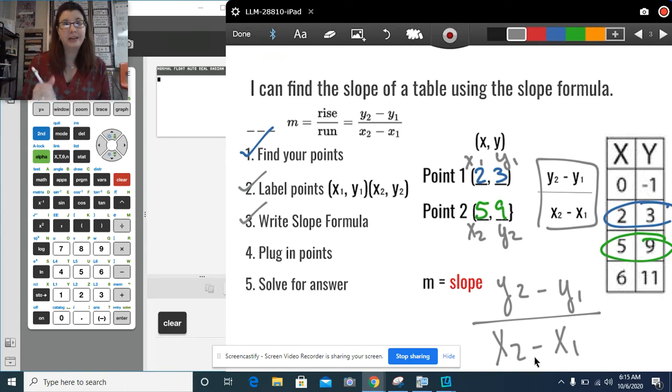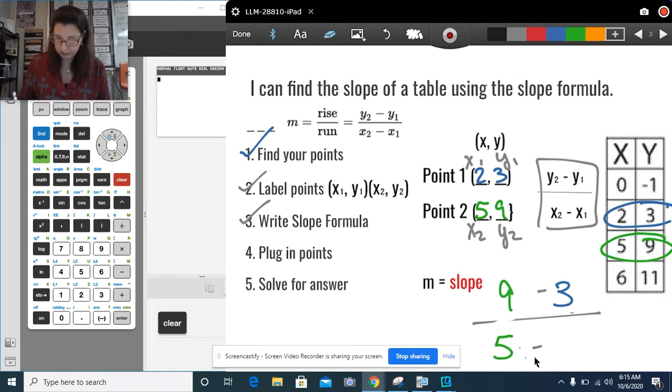The next step is to plug in the points that I've identified. So I'm going to look at y2. Which number did I pick as y2? Oh, I picked the number 9 as y2. So I'm going to erase y2 and replace it with the number 9. And y1 was the 3, so I'm going to replace y1 with the 3. Then I'm looking at x2, the first number on the bottom. x2 is the number 5. And x1 was the number 2.